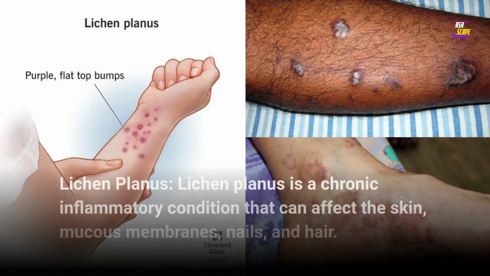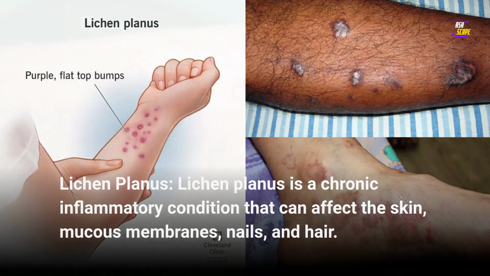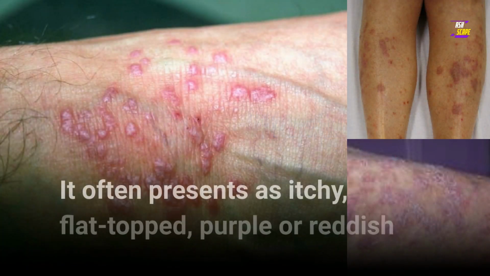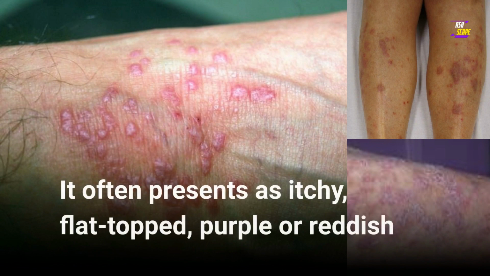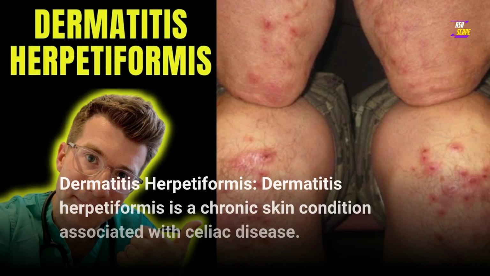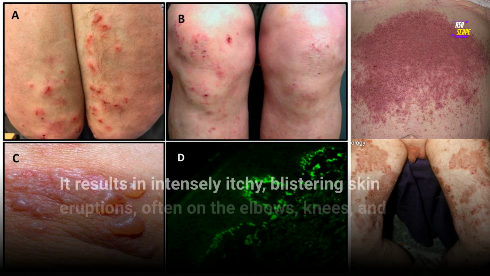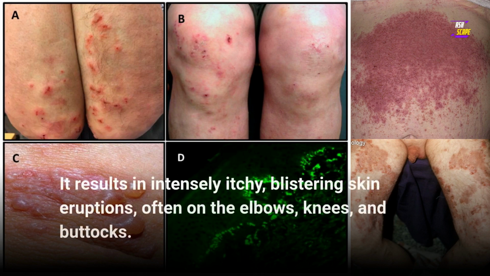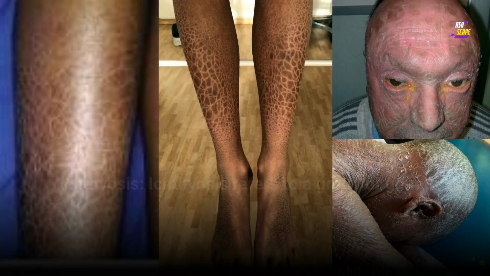Lichen planus. Lichen planus is a chronic inflammatory condition that can affect the skin, mucous membranes, nails, and hair. It often presents as itchy, flat-topped, purple or reddish bumps. Dermatitis herpetiformis. Dermatitis herpetiformis is a chronic skin condition associated with celiac disease. It results in intensely itchy, blistering skin eruptions, often on the elbows, knees, and buttocks.